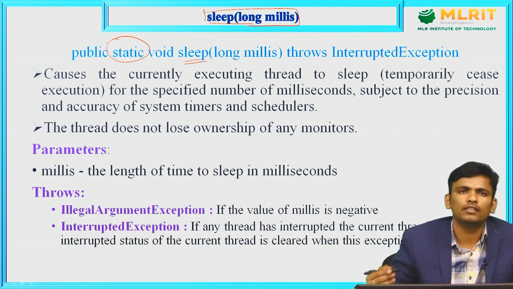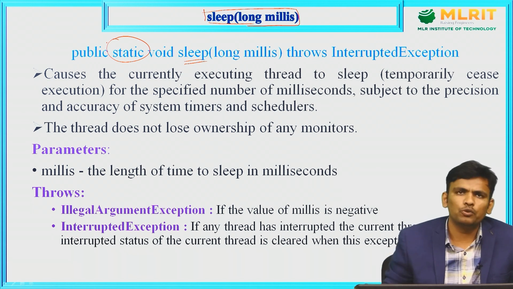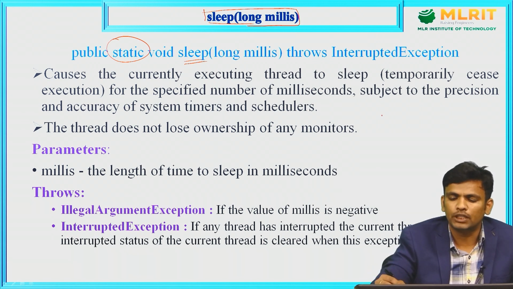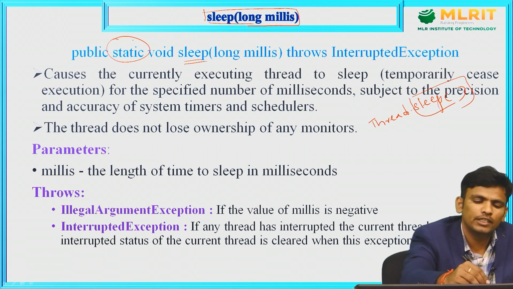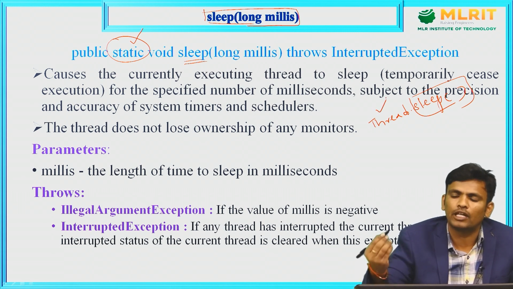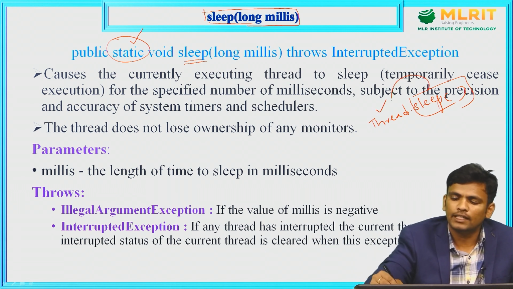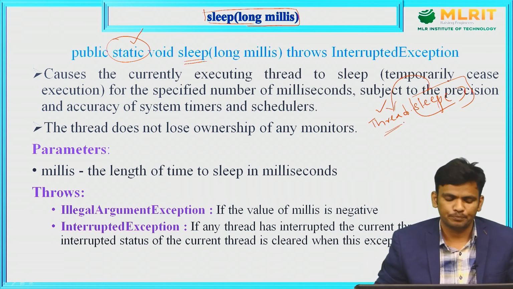The advantage of using the static keyword is that we can call it without creating an object. Just by using the class name we can call the sleep method. If you want to use the sleep method, there is no need to create an object. Directly just use Thread.sleep. Why? Because here the sleep is a static method, and we can call static members by using the class name. So the sleep method is present inside the thread class, and you can directly use the class name and call the sleep method.